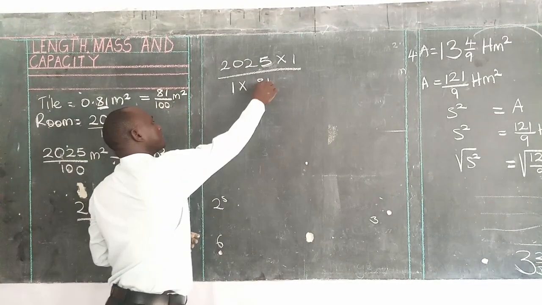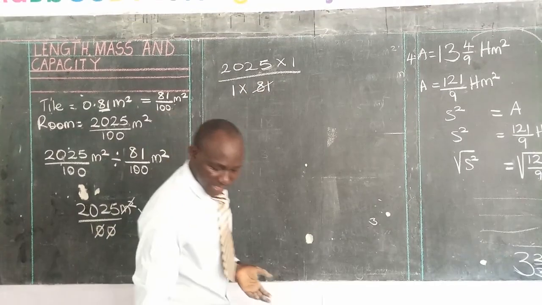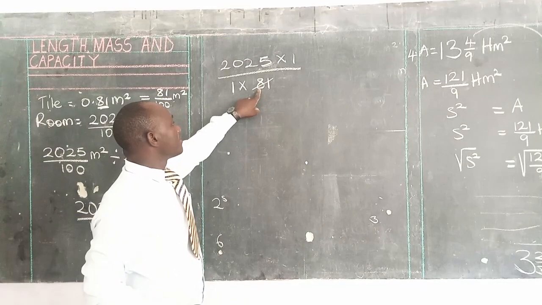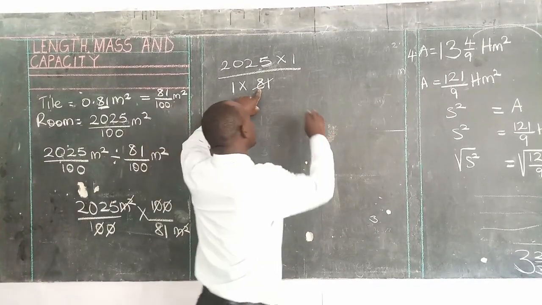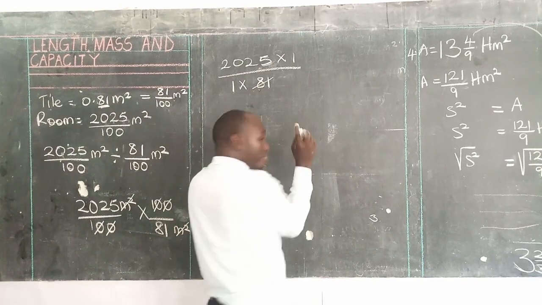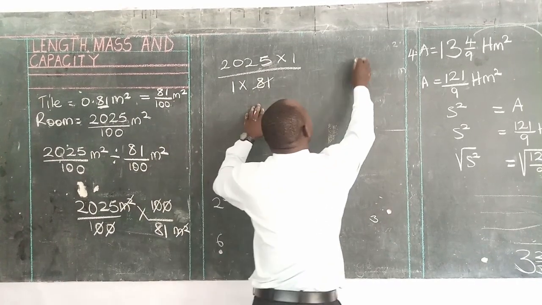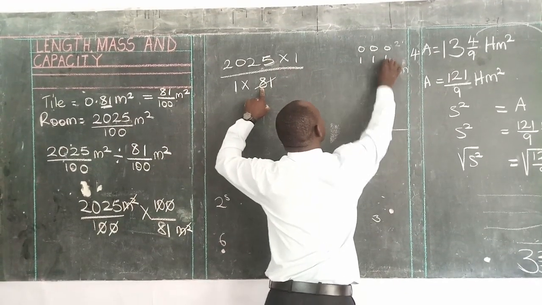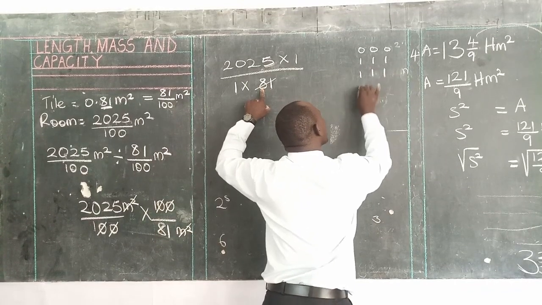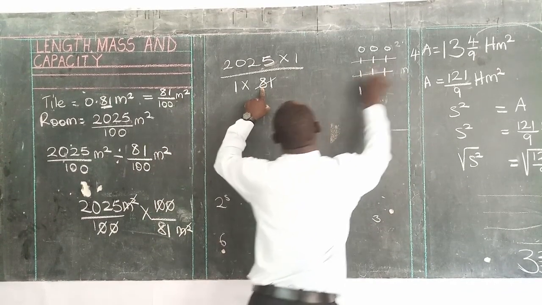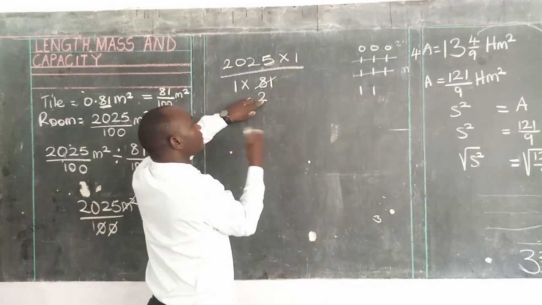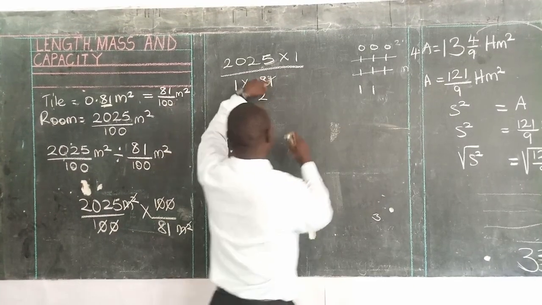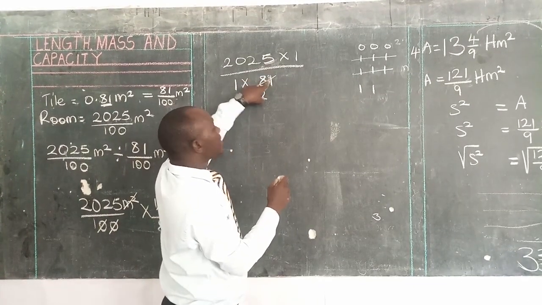So let's divide by 3. I want to divide 81 by 3. What will it be? 8. If you can't divide mentally, there's something simple here for you. 1, 2, 3. I want to divide 8. 1, 2, 3, 4, 5, 6, 7, 8. I'm having 2 groups of 3, and the remainder is 2. So this is 21. Now 21 divided by 3.